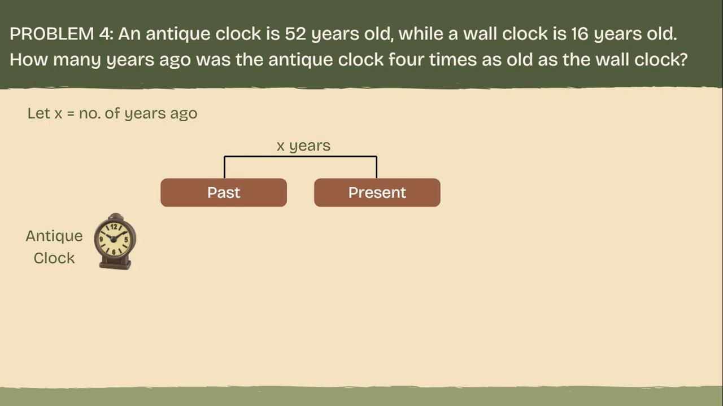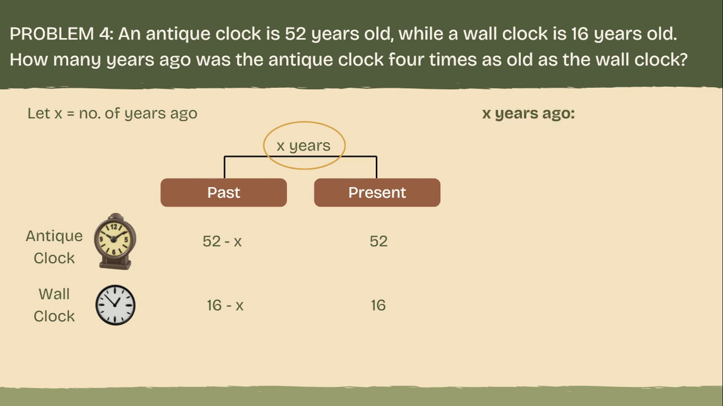At present, the antique clock is 52 years old and the wall clock is 16 years old. Going x years into the past, the age of the antique clock becomes 52 minus x and the age of the wall clock becomes 16 minus x. The problem states that at that time in the past, the antique clock was 4 times as old as the wall clock. This allows us to write the equation 52 minus x equals 4 times the quantity of 16 minus x. Let us now solve the equation.